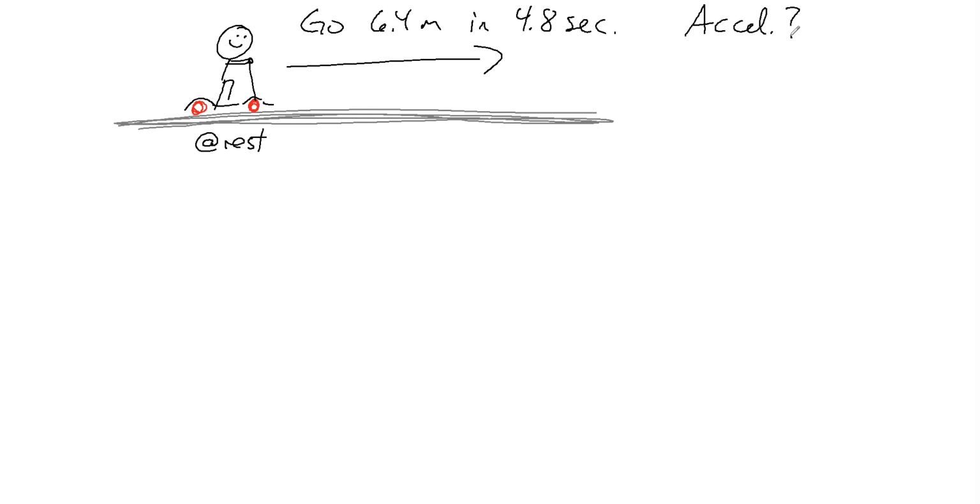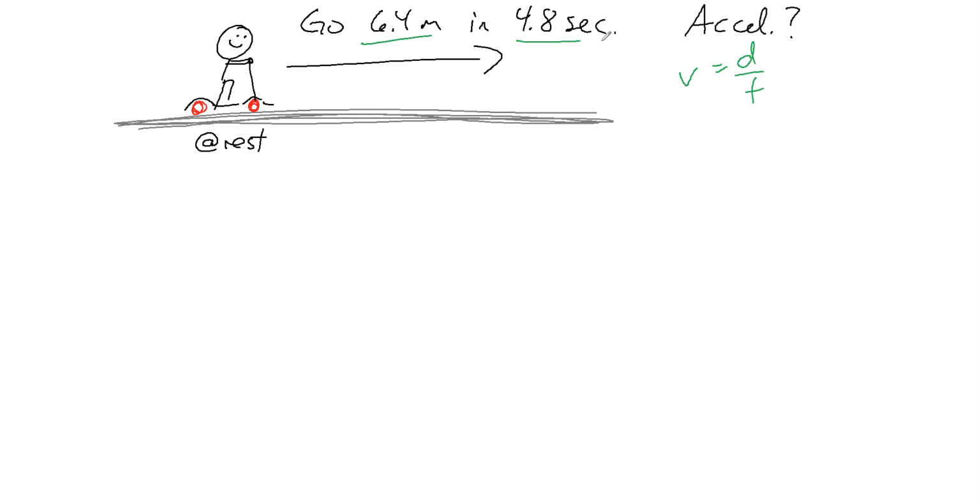Okay, well, acceleration is change in v over change in t. I've got the time, but I don't have the change in v. Okay, I can't find that right away. So let's just look at what we've got. We've got the 6.4 and we've got the 4.8. We've got distance and we've got time. So with distance and time, I can find v because speed is equal to distance divided by time.